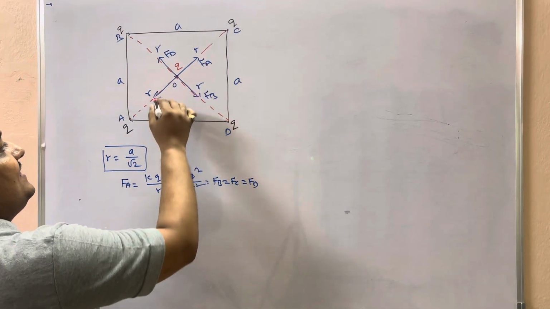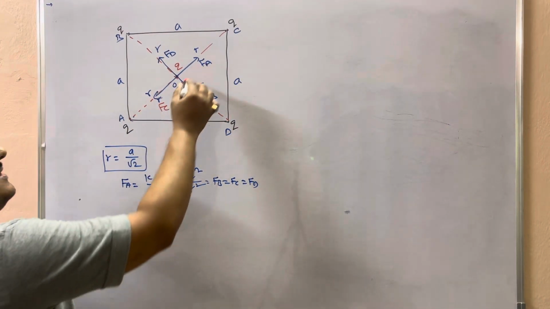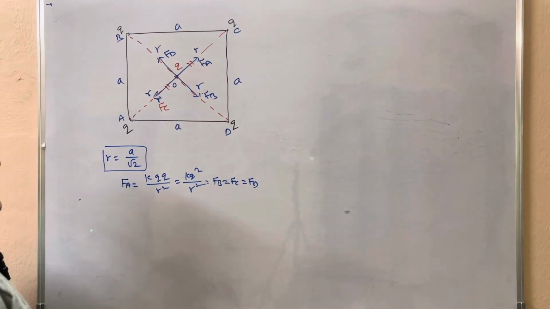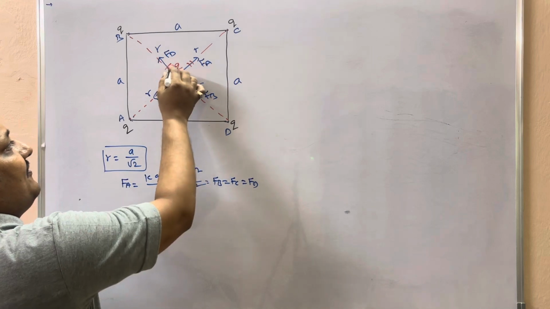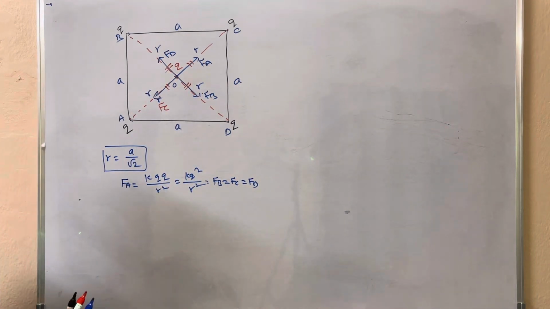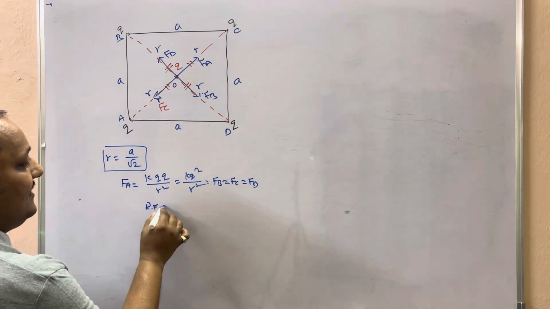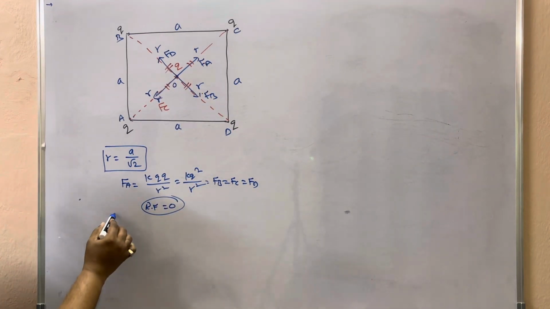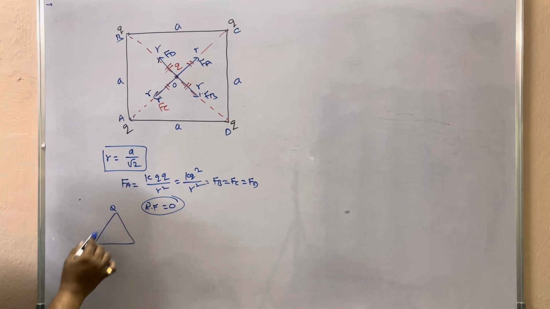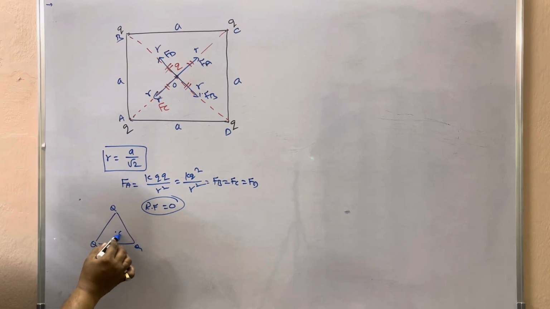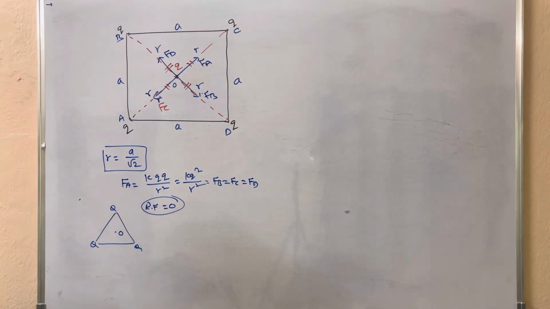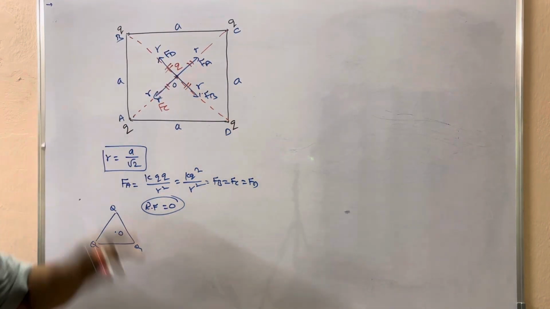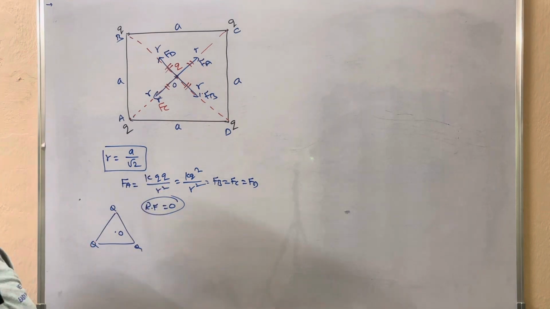Now, FA, FB, FC, FD. FA and FC are equal and opposite, so they cancel. FB and FD are equal and opposite, so they cancel. Therefore, the resultant force is 0 at the center of the square. Already in the triangle also we said the same. If all charges are the same at the center, the force is going to become 0. So if all charges are the same, in a square also, the resultant force is 0.